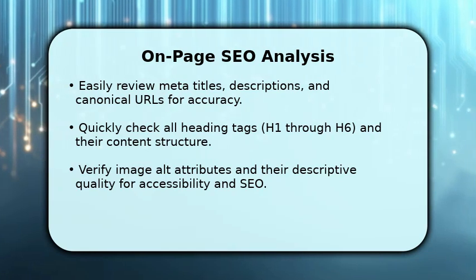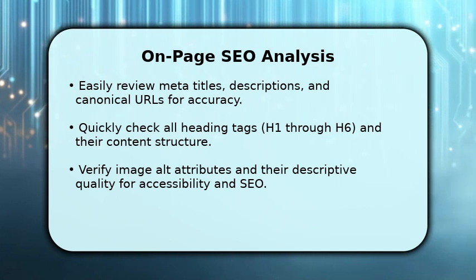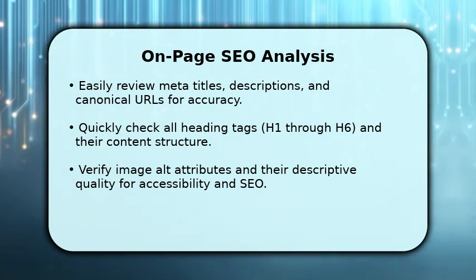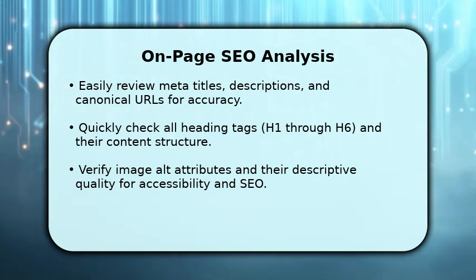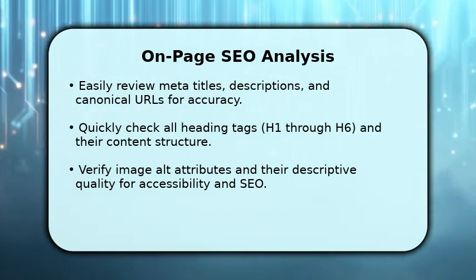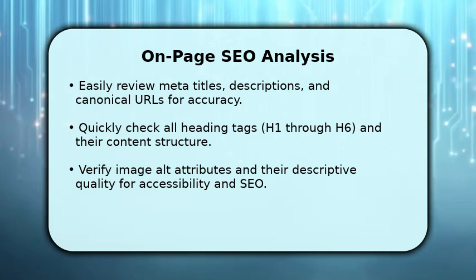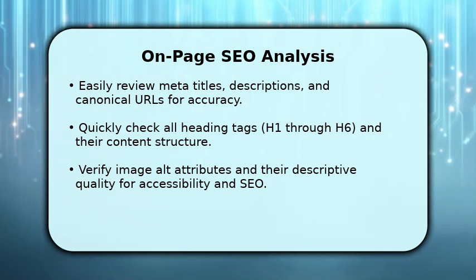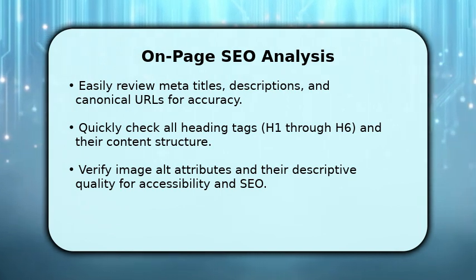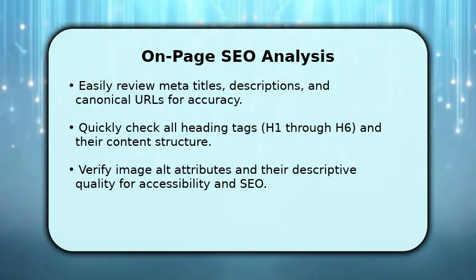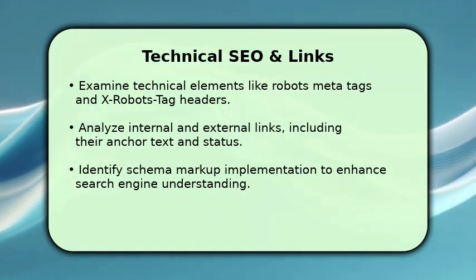Once the extension is open, you can dive into on-page SEO analysis. The General tab displays the page's meta title, meta description, and canonical URL, ensuring they are correctly implemented. Navigate to the Headings tab to see all heading tags, from H1 to H6, providing a clear outline of the page's content structure. The Images tab allows you to verify alt attributes for every image, crucial for both accessibility and search engine understanding. Beyond on-page elements, the extension assists with technical SEO.